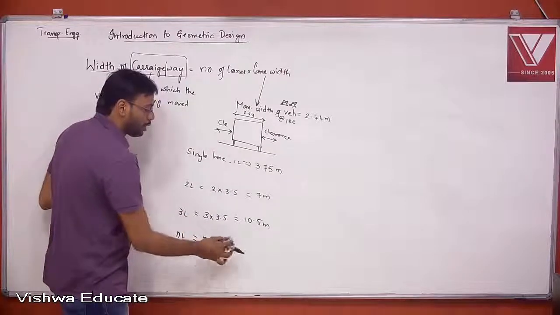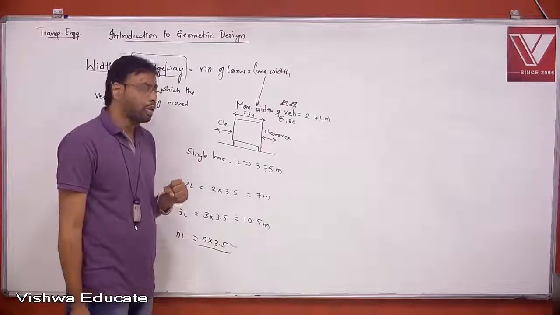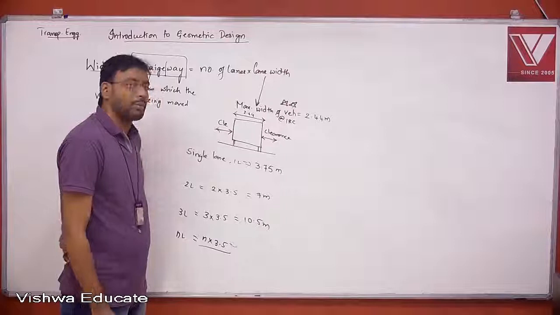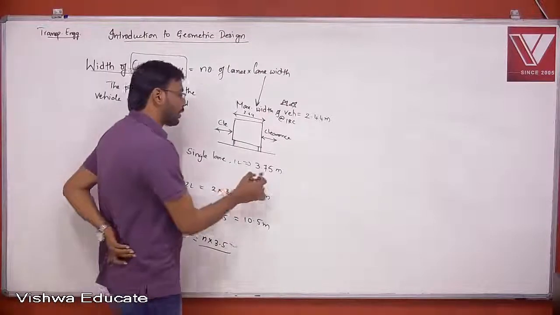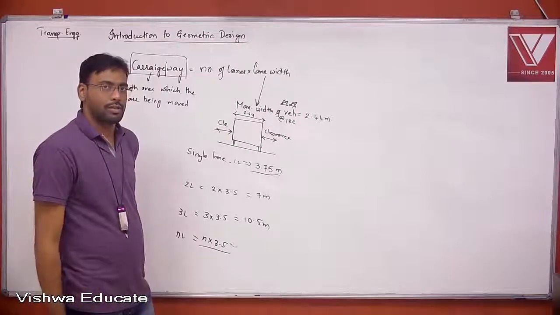That is how you will get the total width of the road: number of lanes into lane width. And if anybody asks you the width of a single lane road, then it is 3.75 meters.